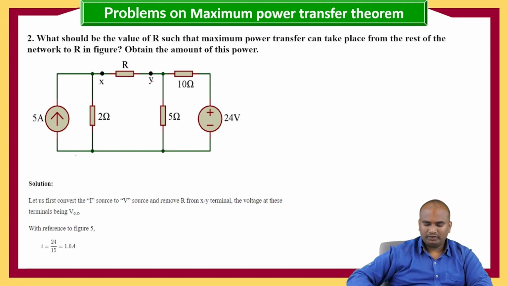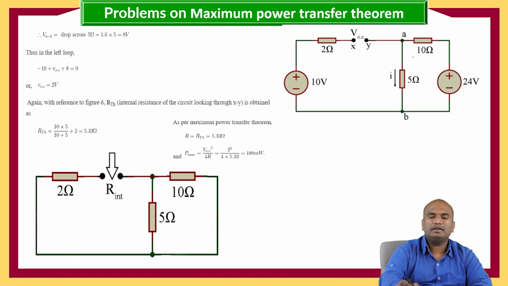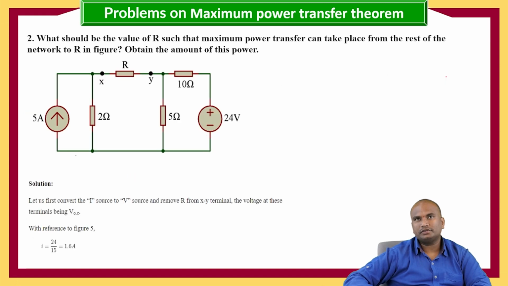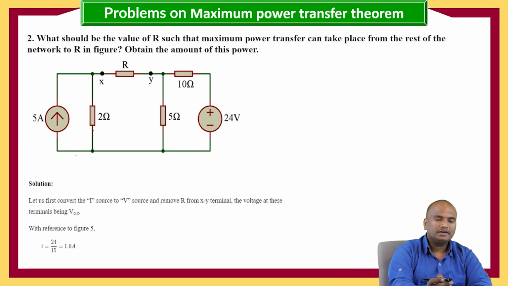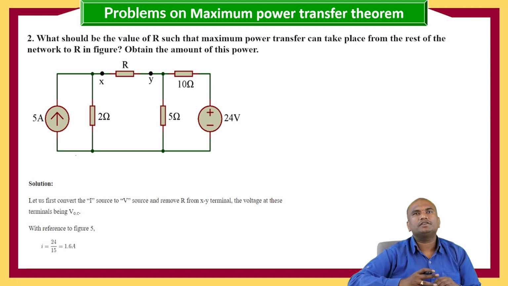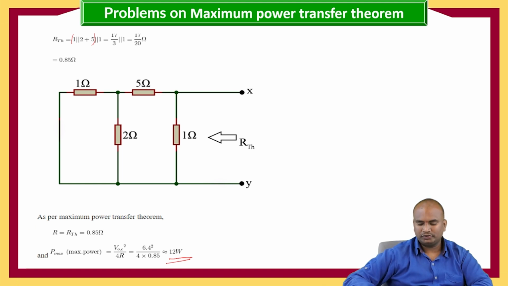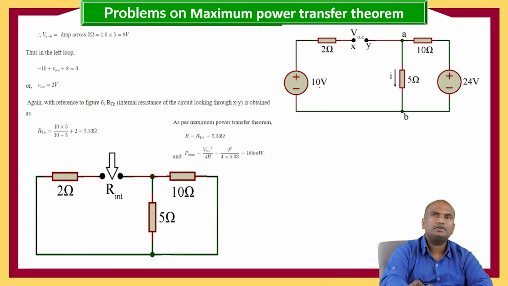So when we open circuit, our circuit will be like this. This is open circuited, and here is the source voltage, that is 24 volts. And here the current source in parallel with the resistance is converted into a voltage source in series with the resistance, that is 5 into 2, that is current source to voltage source transformation. 10 volts is in series with 2 ohms.